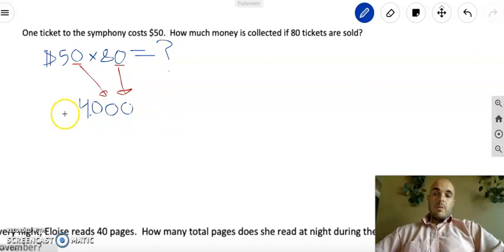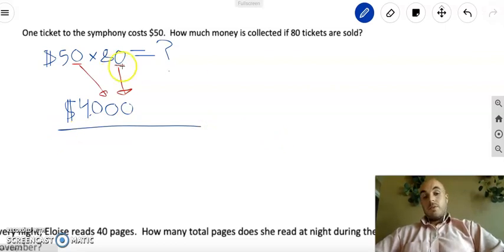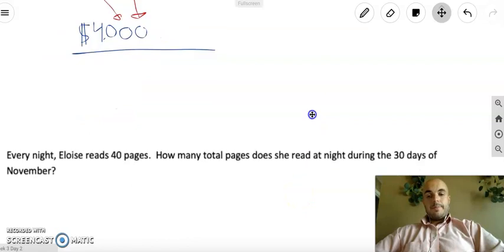So how much money? $4,000. That's our answer. It's as simple as just taking those and multiplying them and then doing the zero trick. Let's look at another example, and then I'm going to show you guys what you need to do if you were to multiply a zero trick with some larger digits.